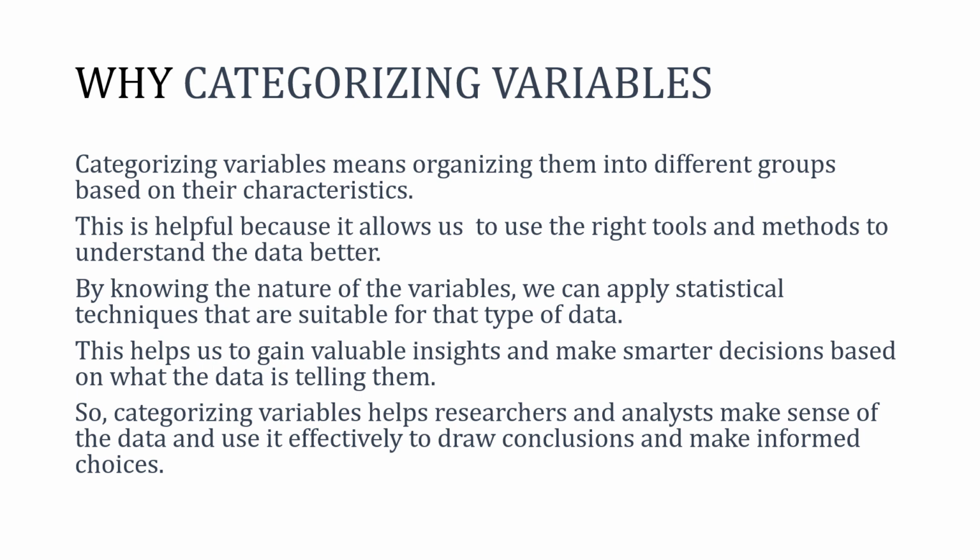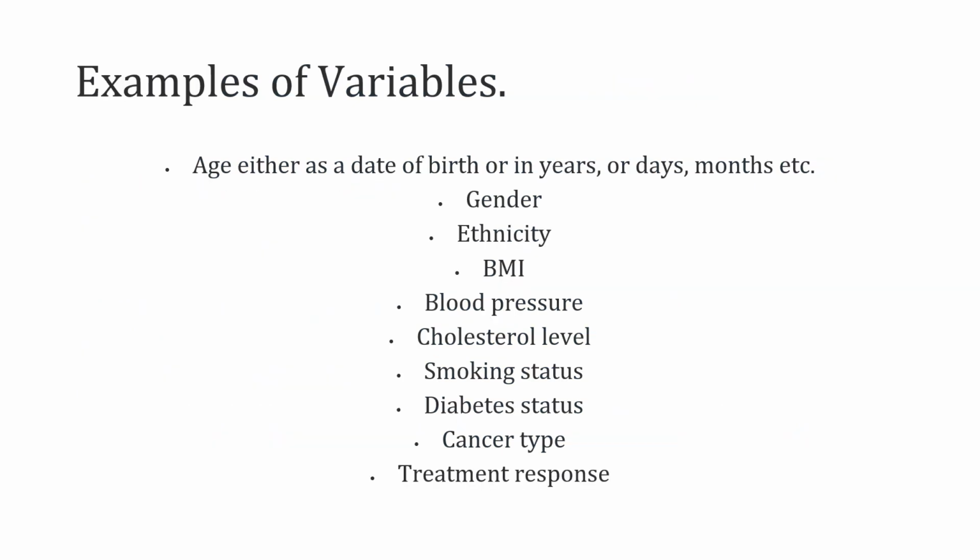Why do we categorize variables? By categorizing variables, we organize them into different groups based on their characteristics. And this is very helpful because it allows us to use the right tools and methods to understand the data better. By knowing the nature of the variables, we can apply statistical techniques that are suitable for that type of data. And it helps us to gain valuable insights and make smart decisions based on what the data is telling us. So categorizing variables helps the researchers and the analysts to make sense of the data and to use it effectively to draw conclusions and to make informed choices.